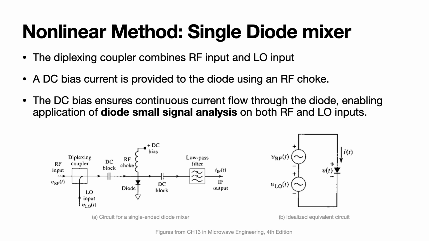The DC bias ensures continuous current flow through the diode, enabling application of diode small signal analysis on both RF and LO inputs. Figure B shows an idealized equivalent circuit of this mixer. This simplified model helps us understand how the RF and LO inputs interact with the diode to generate the desired output signal.